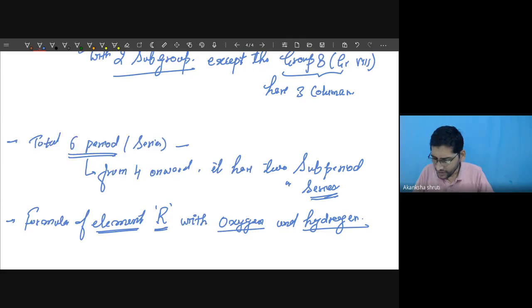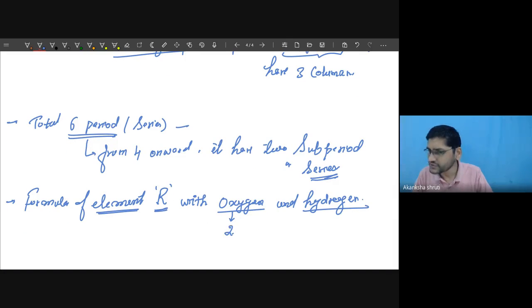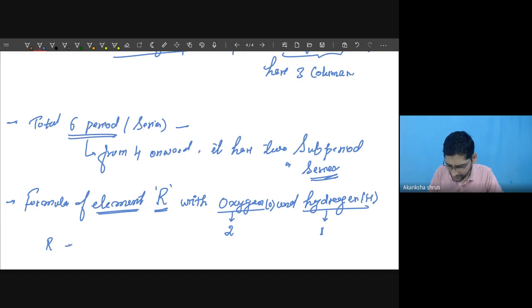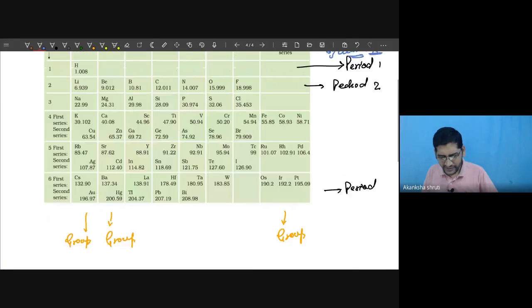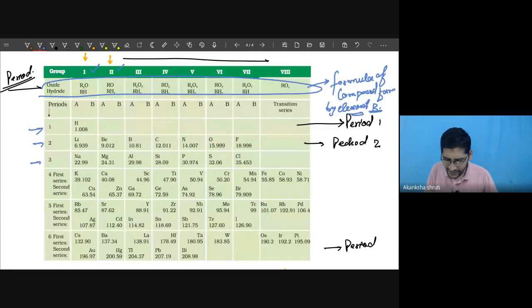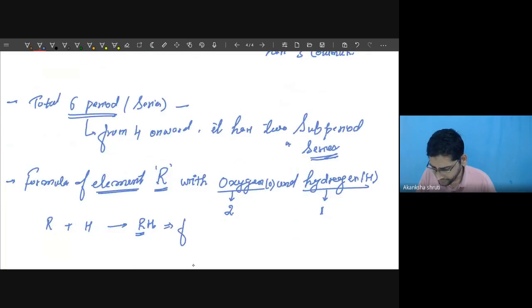Now, student, you know that oxygen has the valency 2, meaning -2, or just understand it as 2. Hydrogen has the valency 1. Student, if we have this R with valency 1, how many hydrogen will it react with? It needs only 1 hydrogen. So R with hydrogen, if it gives only RH, means R has the valency 1. It will fall in the first group, irrespective of period. So all the periods, whether first period or second period or third period, all have the same formula RH.